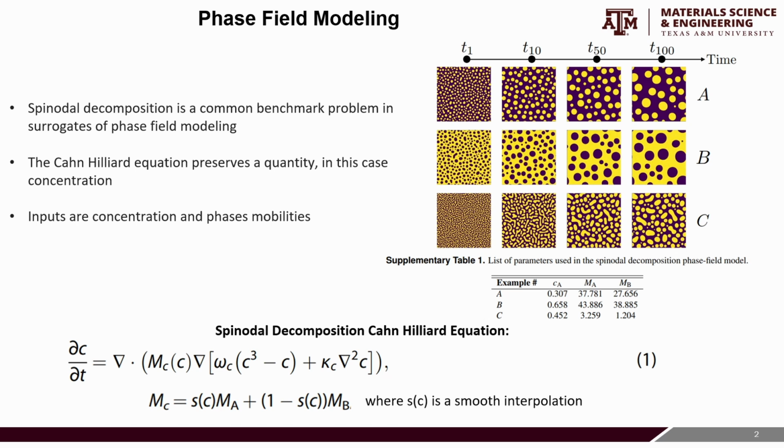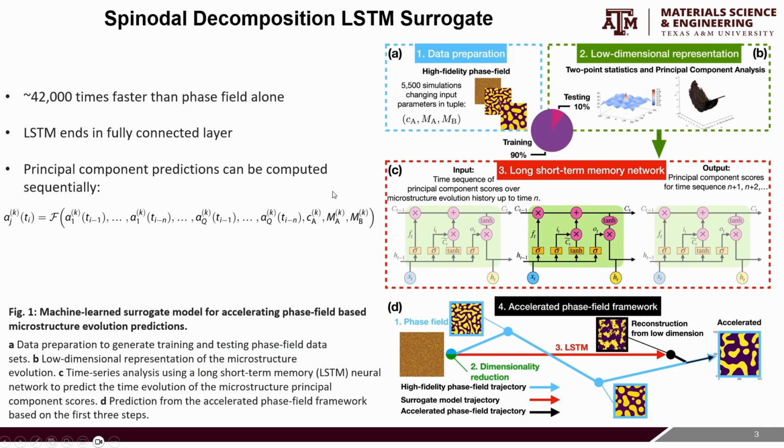One thing to notice here in our Cahn-Hilliard equation is we have our change in concentration with respect to time related to the changes in spatial dimensions. This MC is essentially a combined mobility between the A phase and B phase, where it is a smooth interpolation.